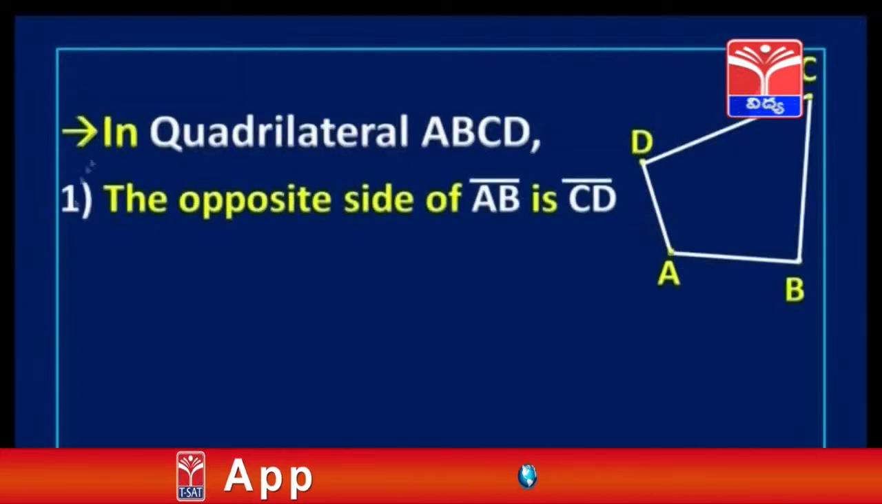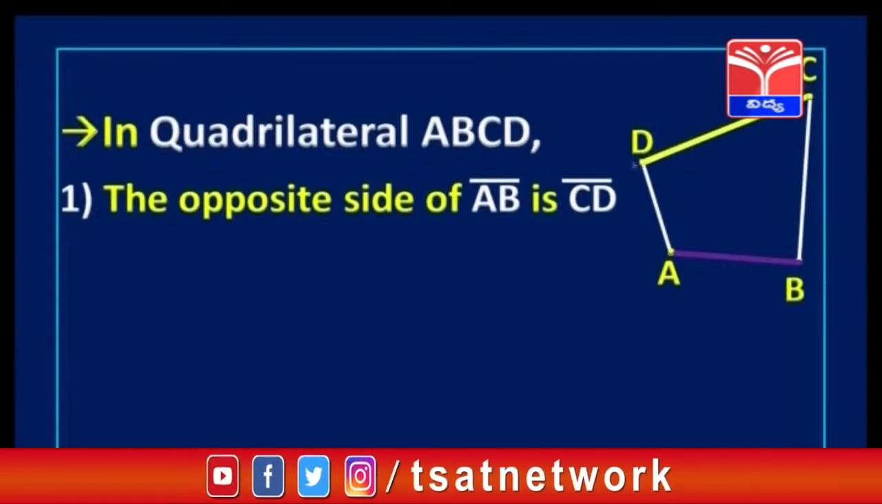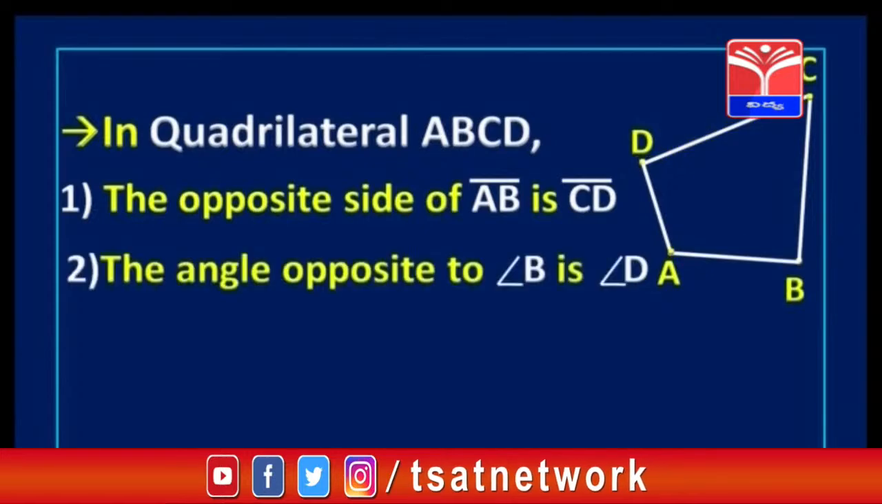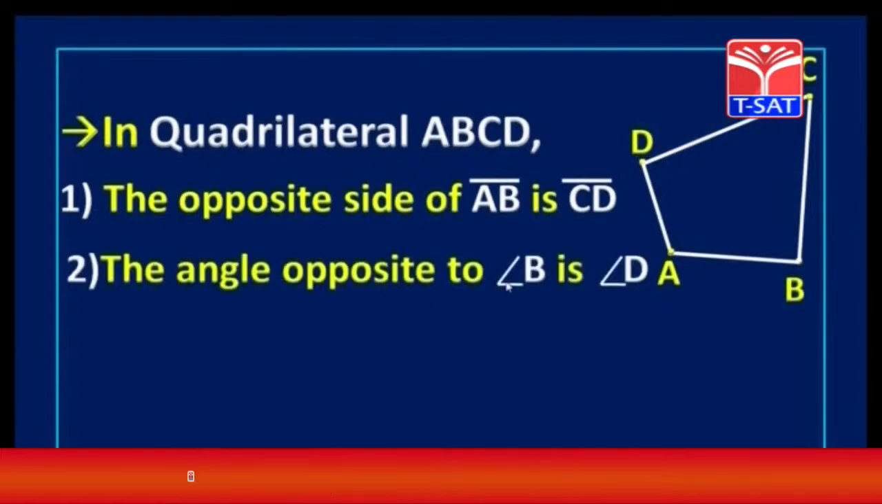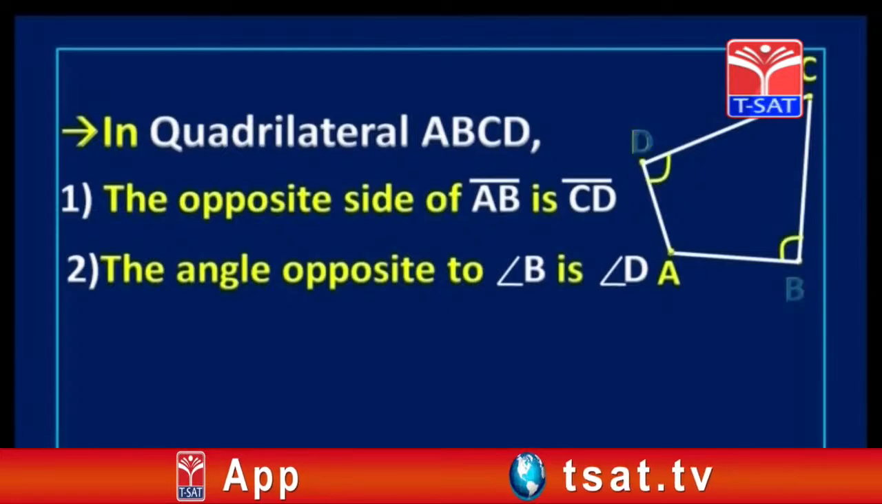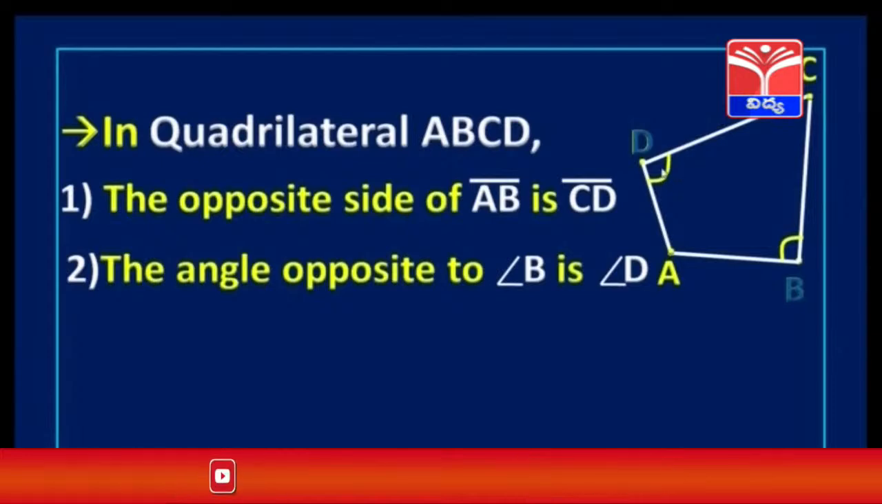Okay children, in quadrilateral ABCD, the opposite side of AB is CD. Children, observe, yes, this is AB side. For this, the opposite side is CD. Okay children, now the angle opposite to angle B is angle D. Children, where is the angle B? Here is the angle B. For this, the opposite angle is angle D.